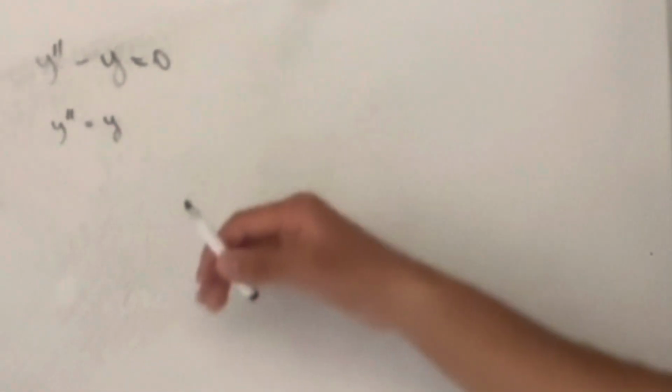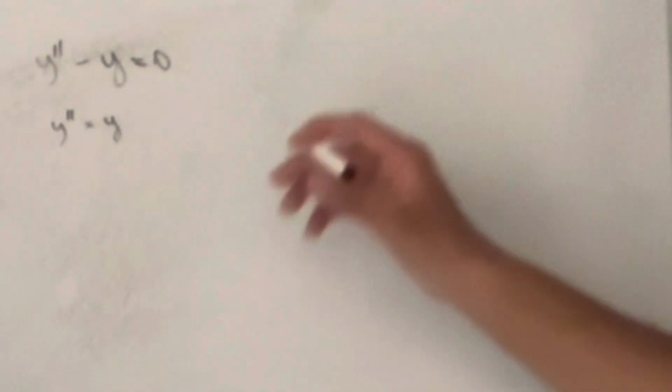If you think about it, there is one function that has every derivative equal to itself, and that function is y equals e to the x. It's known for having the same derivative, e to the x. The derivative of that is just e to the x. So we know that's one solution.